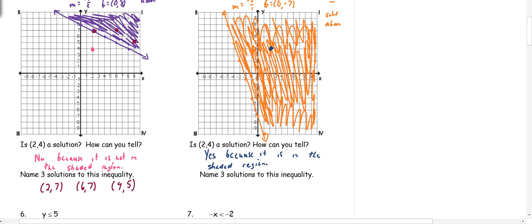And then it wants 3 more solutions. So another solution, remember, is something that is on the line because it's a solid line. So we could have (negative 3, 2). Another point we could have right here in the shaded area could be (5, negative 8). And another point we could have could be over here in the shaded region, which would be (7, 7).